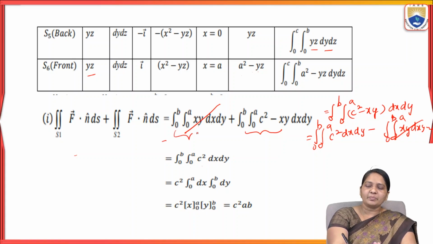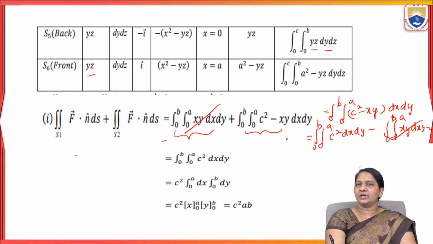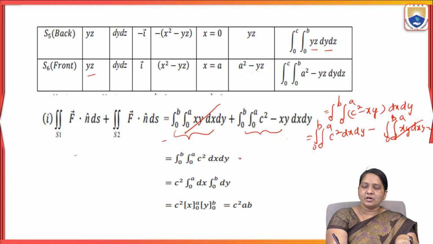Otherwise, we can separately integrate this function and we can integrate this function. We can add those values also. Here, if you are expanding this, we are cancelling these two terms. Finally, we got this one. So here, c square is the constant, taking out integral 0 to b, integral 0 to a, dx dy.